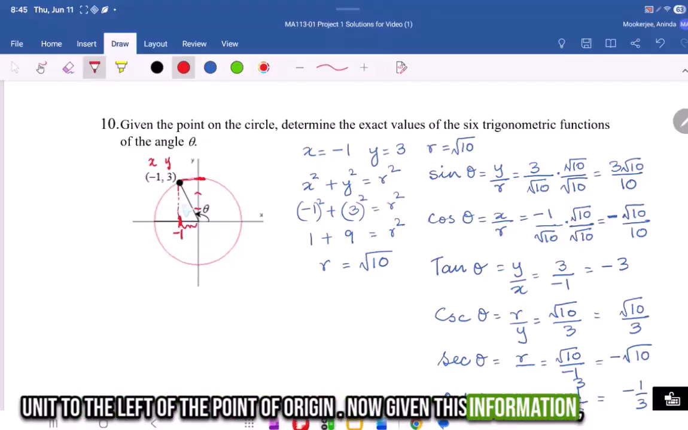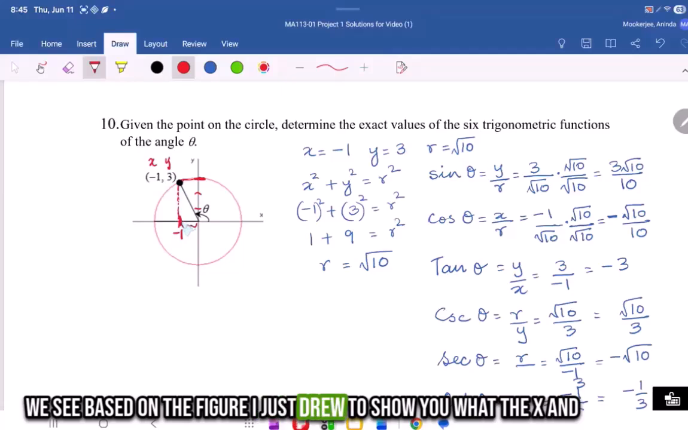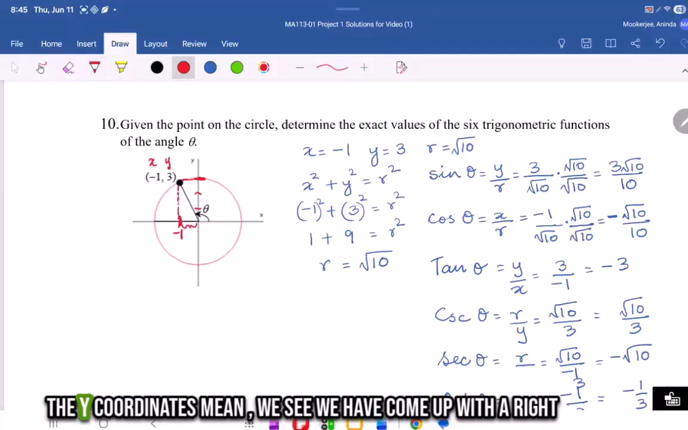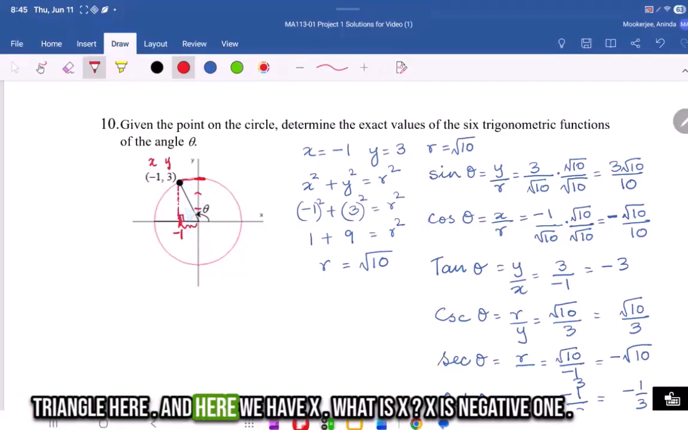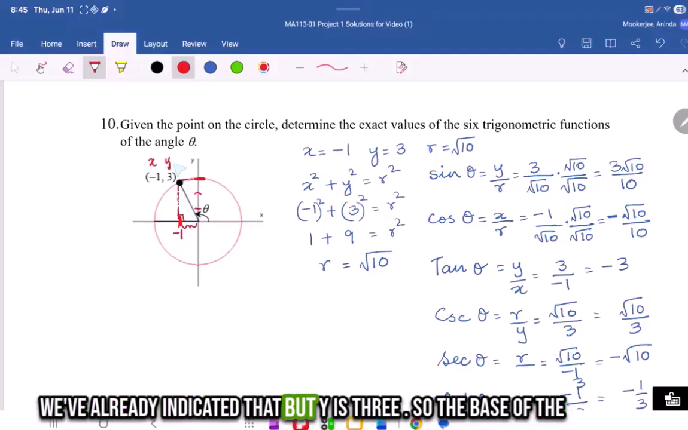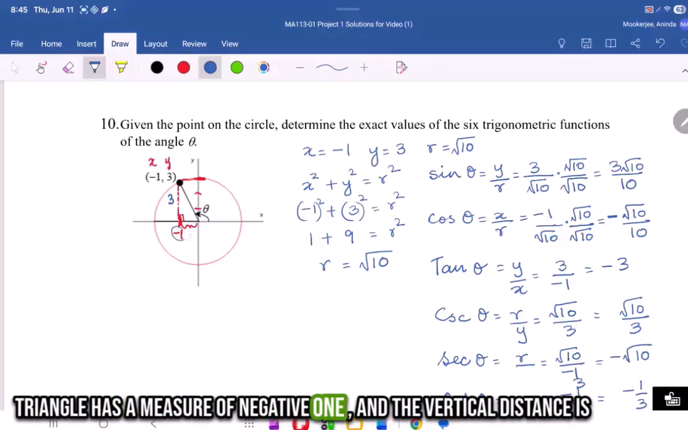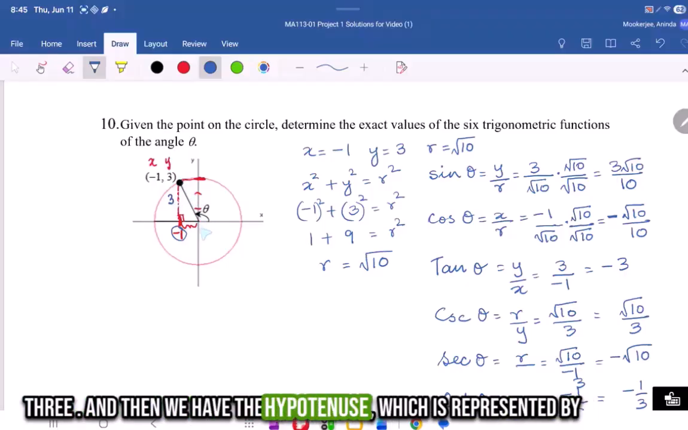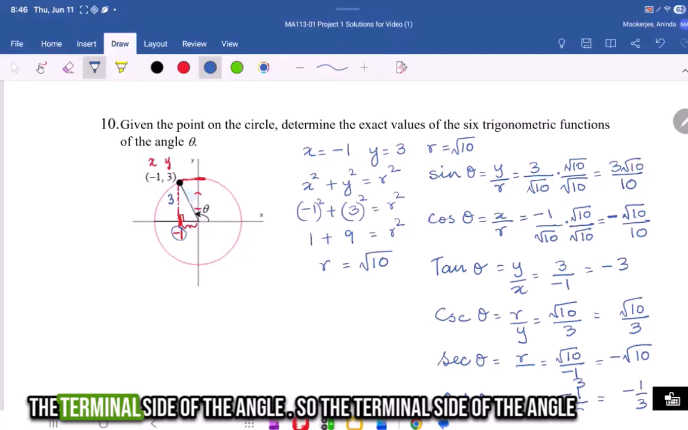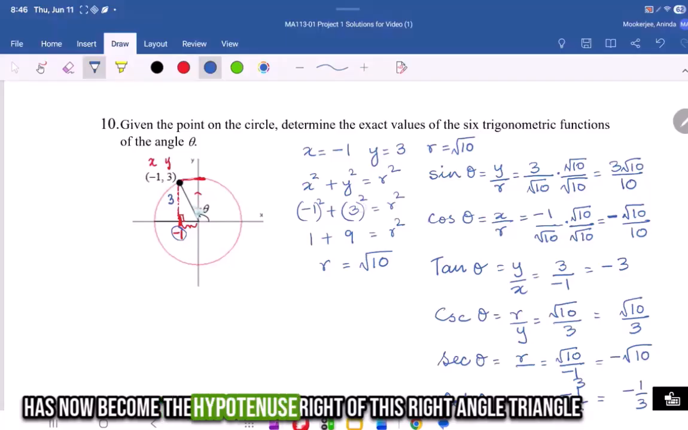Now, given this information, based on the figure I just drew to show you what the x and the y coordinates mean, we see we've come up with a right triangle here. And here we have x. What is x? X is -1. We've already indicated that, but y is 3. So the base of the triangle has a measure of -1 and the vertical distance is 3. And then we have the hypotenuse, which is represented by the terminal side of the angle. So the terminal side of the angle has now become the hypotenuse of this right angle triangle, right?